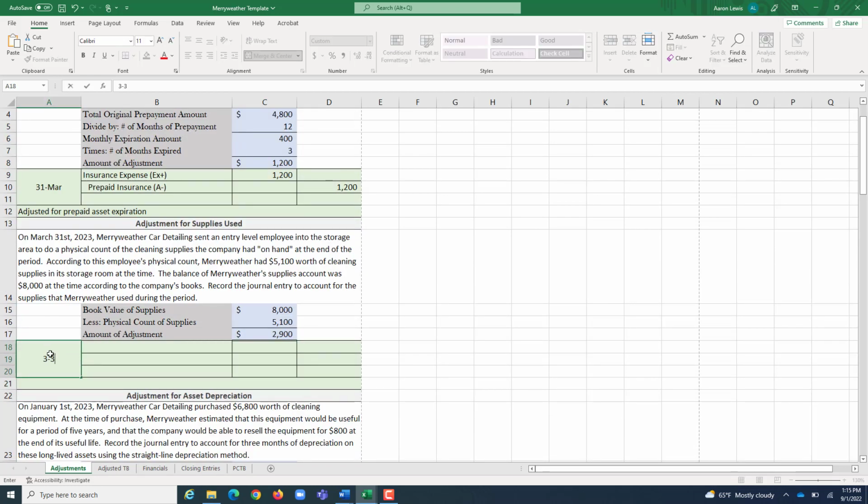So in our adjusting entry, we are going to debit supplies expense to recognize the amount of supplies that we expended doing our job, detailing cars during the period. And now we need to decrease our supplies account so it's down to what we actually physically have on hand. We do that with a credit to supplies, because like all asset accounts, supplies decreases on the credit side for $2,900. And we adjusted for supplies used during the period.